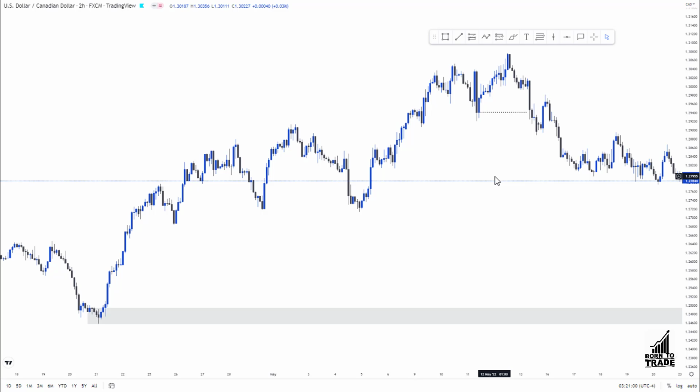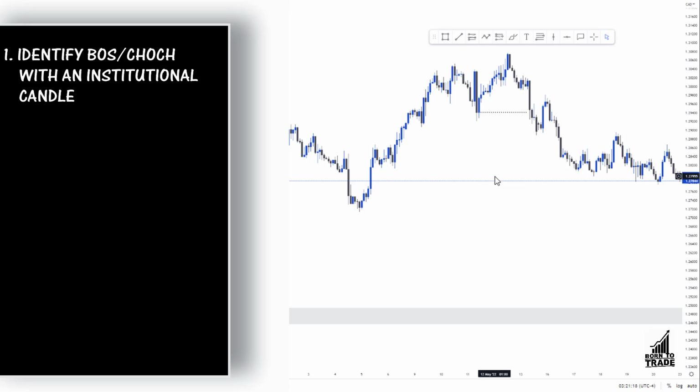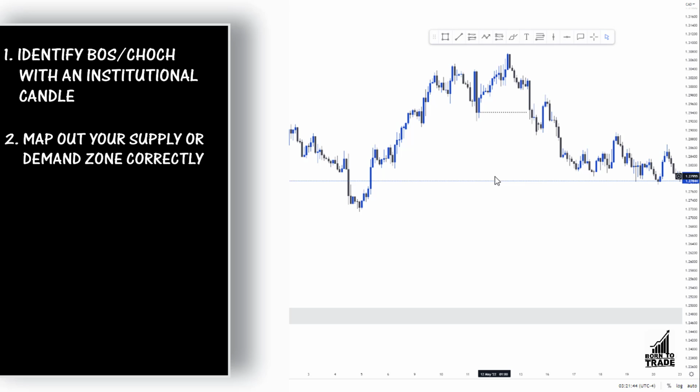Now, what do we need to see in the markets or in the price charts which will tell us that this trade is a high probability trading setup? Number one, we need to identify a break of structure with an institutional candle or a change of character with an institutional candle. If you don't understand what that means, when I start to explain the price chart, I hope you will understand better. Number two, you need to map out your supply or your demand zone correctly. I said you need to map out your supply or demand zone correctly because most times people keep saying this strategy doesn't work, whereby they make mistakes while mapping out their zones. So like I said, secondly, map out your supply and demand zone correctly.